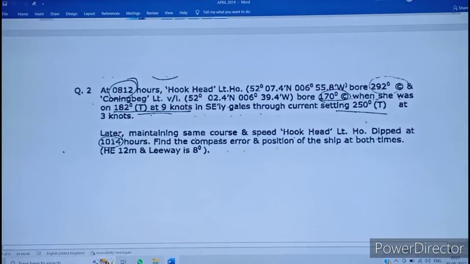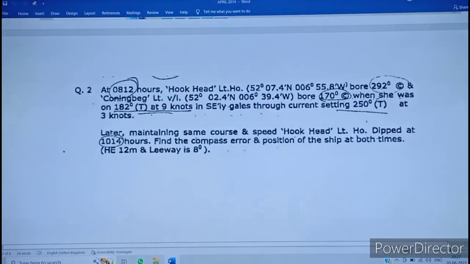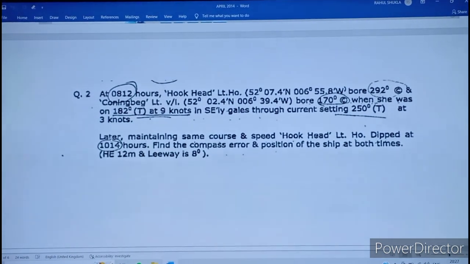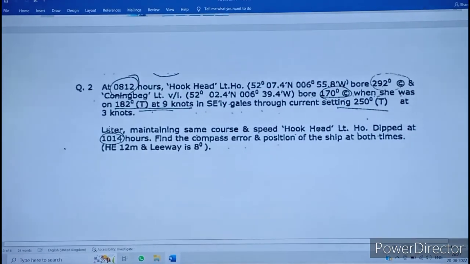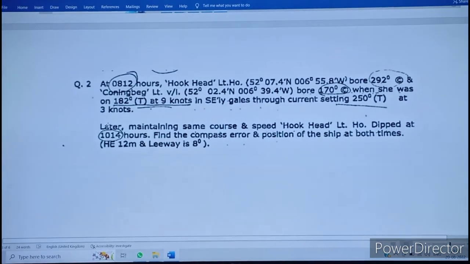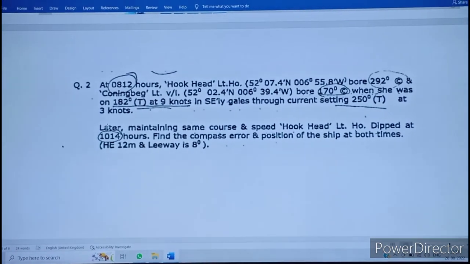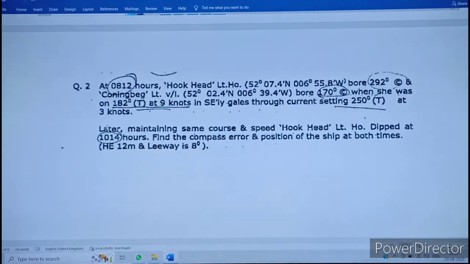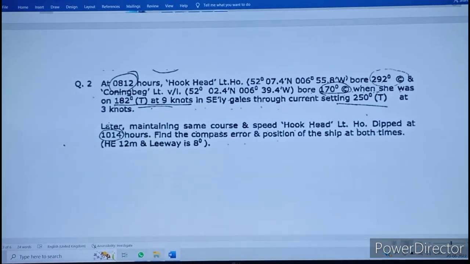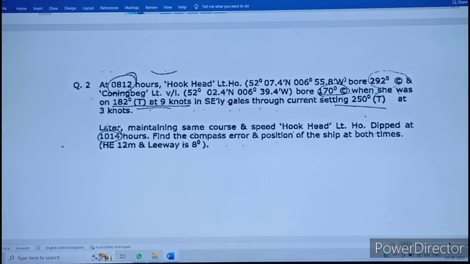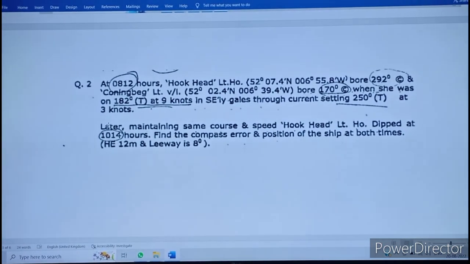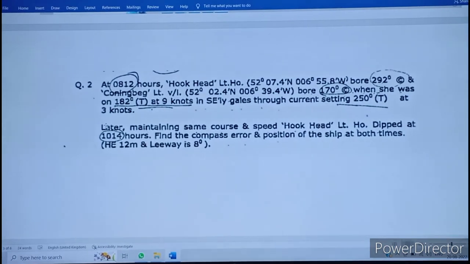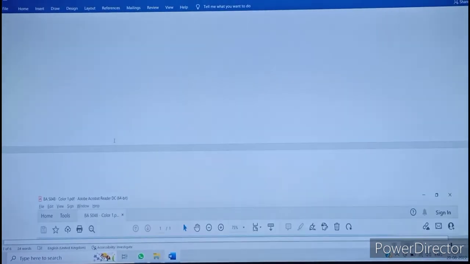Our second question is: at 0812 hours, Hook Head light was seen bearing 292 compass and Conning light bearing 170 compass. The ship was on course 182 at 9 knots in a southerly gale, with current setting 250 at 3 knots. Later, maintaining the same course and speed, Hook Head lighthouse was dipped at 1014 hours. Find the compass error and the position of the ship at both times. Height of eye 12 meters, leeway 8 degrees.